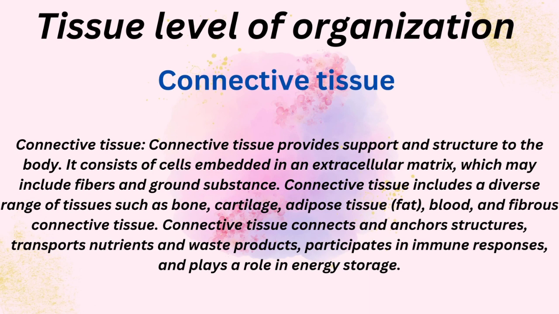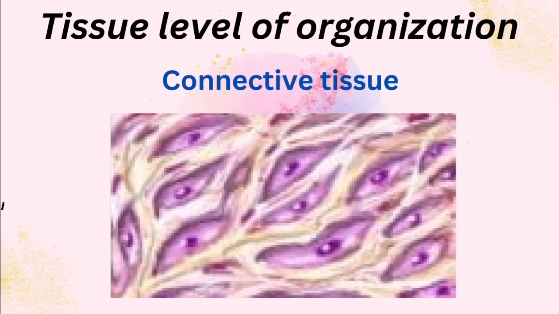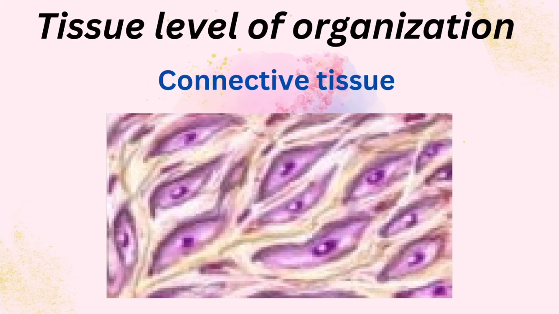Connective tissue connects and anchors structures, transports nutrients and waste products, participates in immune responses, and plays a role in energy storage. Here, this is what a connective tissue looks like.